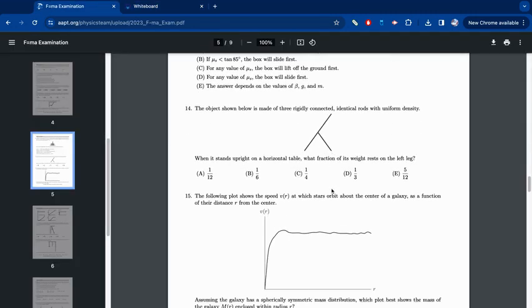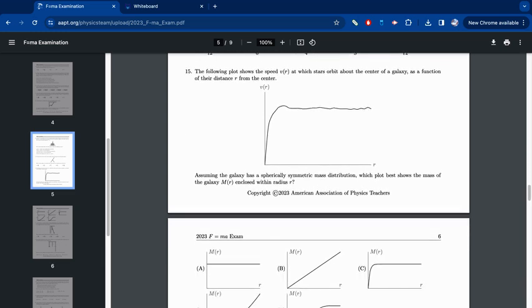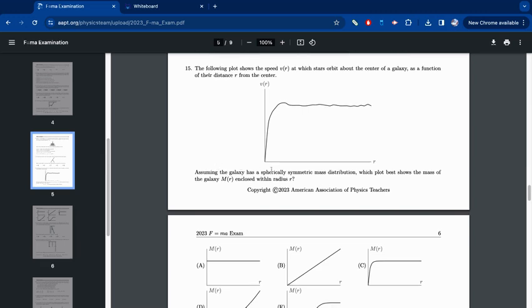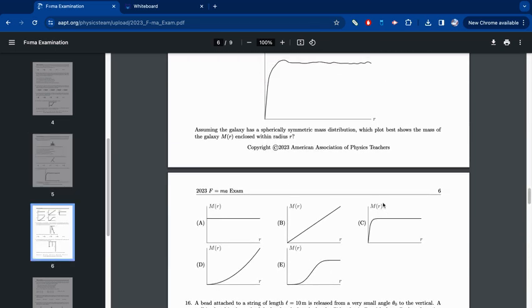Okay, moving on to problem number 15. So we have a plot of the speed at which stars orbit a galaxy as a function of their distance r from the center. Assuming the galaxy has a spherically symmetric mass distribution, which plot best shows the mass of the galaxy m of r enclosed within radius r?